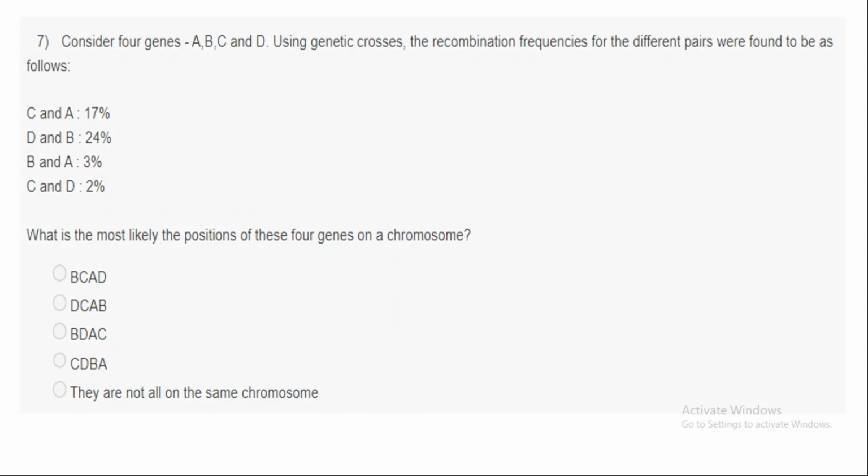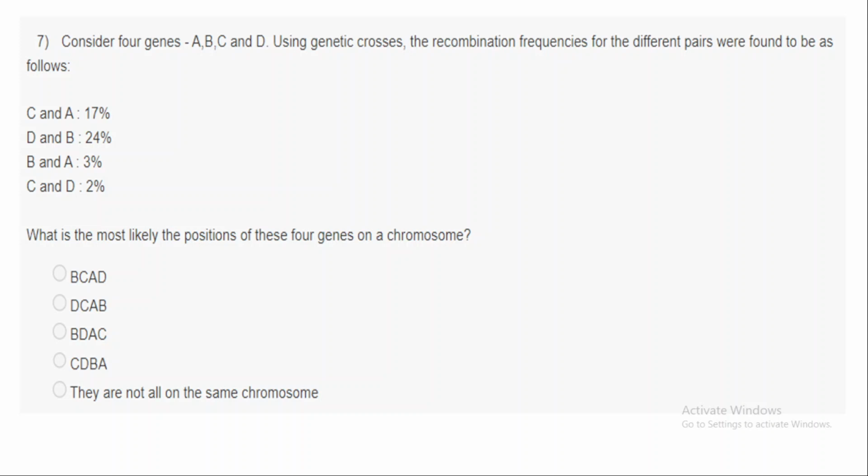What do you think is the most feasible arrangement of these four genes A, B, C, D? C and A has 17% recombination frequency. D and B have 24% recombination frequency, while A and B have 3% and C and D have 2%. The options are option A, B, C, A, D; option B, D, C, A, B; option C, B, D, A, C; option D, C, D, B, A; and option 5 or E, they are not all on the same chromosome.